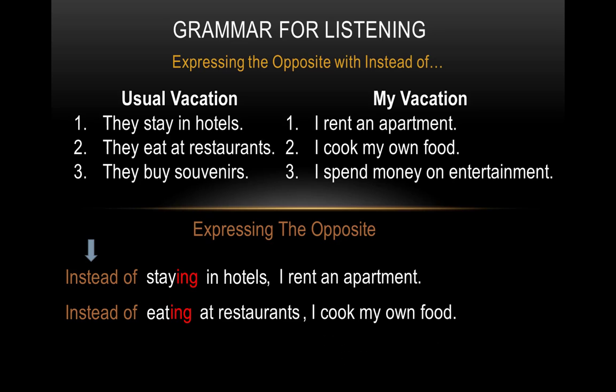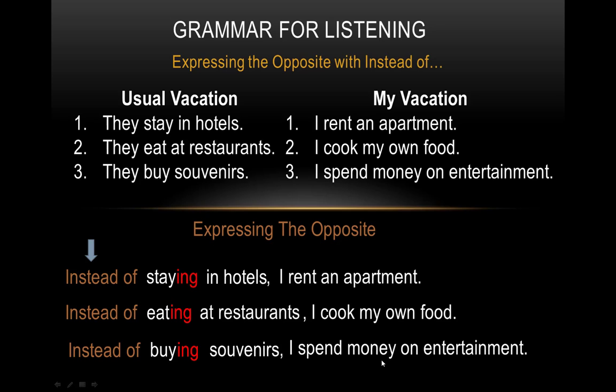Now try to do the next one. Instead of, and then I use what? Exactly. I use the verb. And then what do I use next to the verb? What do I add next to the verb? -ing. Then I finish it. "Instead of buying souvenirs," comma, then I use my entire sentence. I spend money on entertainment.